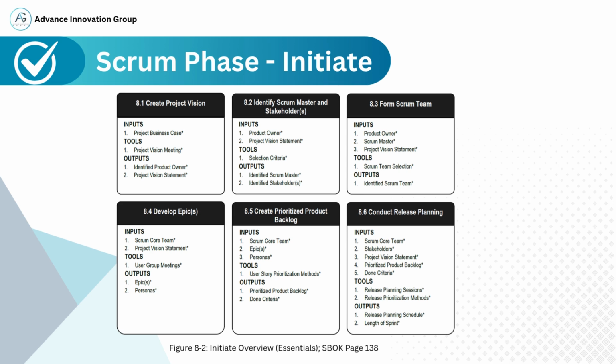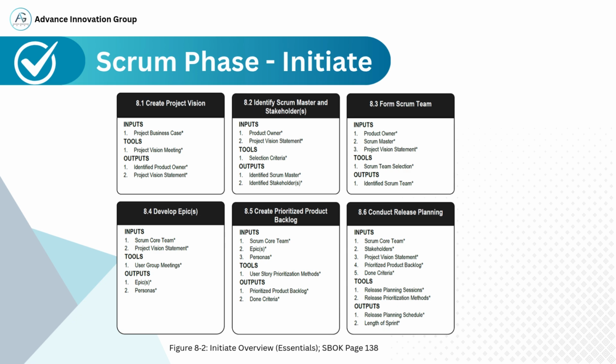4. Develop epics. In this process, the Scrum Core team conducts meetings with user groups to collect requirements and translate them into epics, which are large user stories. The team also creates personas to represent different types of users.